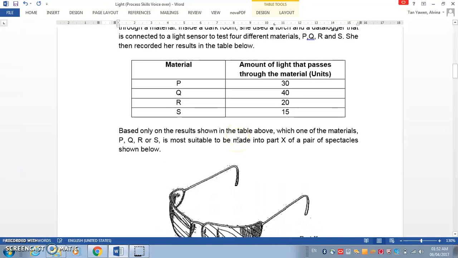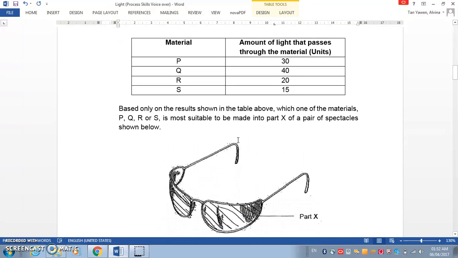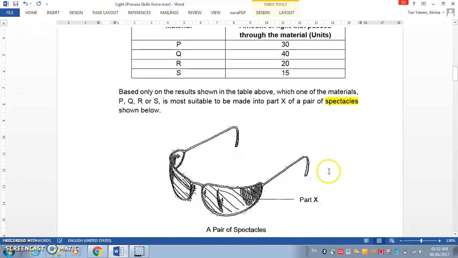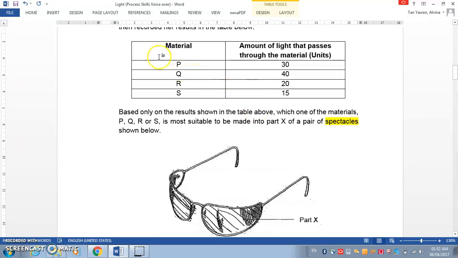So the next part of the question actually asks which one of the materials is suitable to make part X of a pair of spectacles. So we're looking for a material that is suitable to make part X, and part X is actually a pair of spectacles. So as we all know, spectacles, this is where we are looking through. So because we have to look through part X, it's supposed to allow light to pass through because it should be clear. So let's go back to the table here.